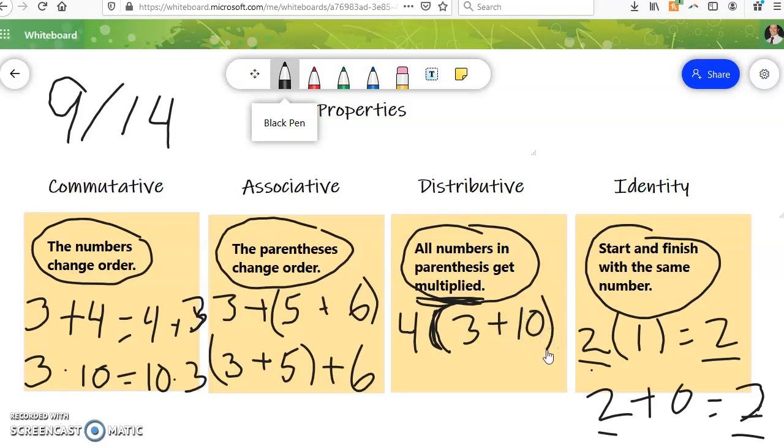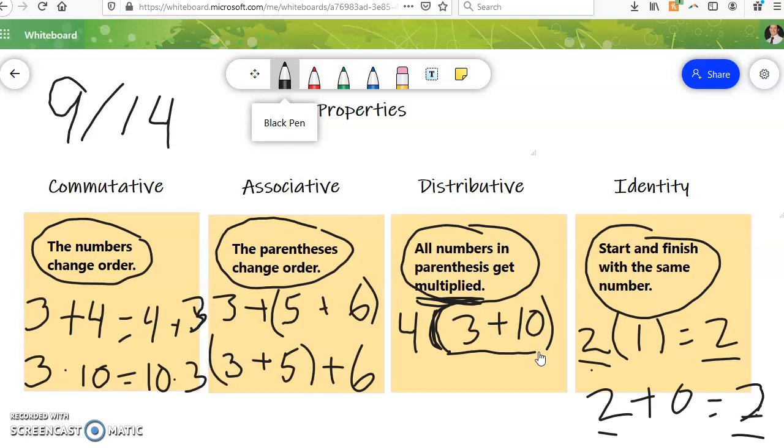Okay, and so from elementary school, you learned the order of operations. You learned that parentheses should come first. 3 plus 10 is 13, and then you should do the multiplication after, 4 times 13. Now the problem with that is I don't know what 4 times 13 is off the top of my head. I might have to use a calculator. So I can actually use this distributive property to help me out to get this mentally.